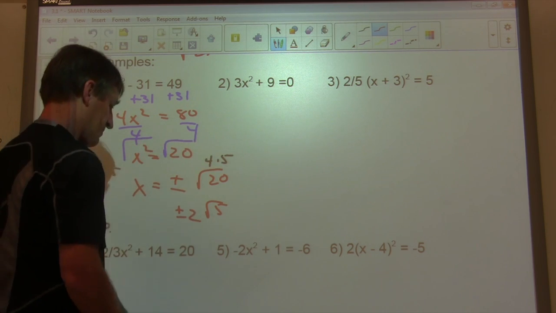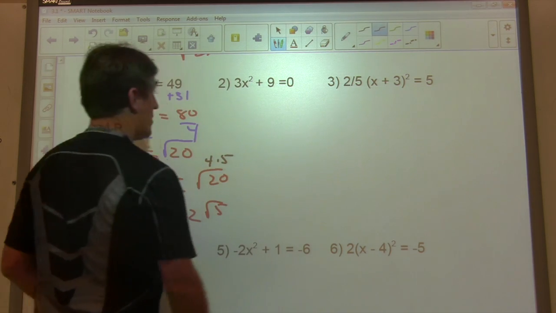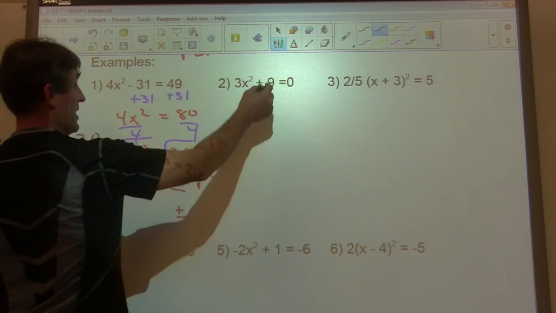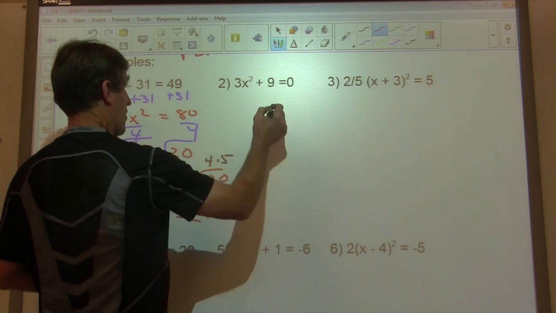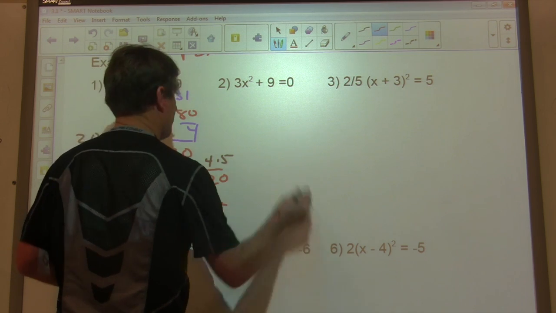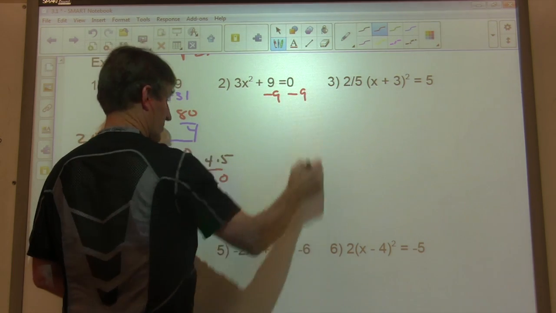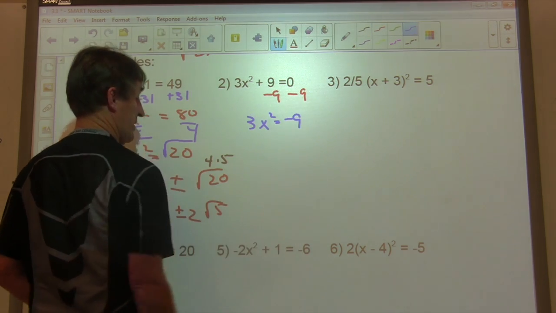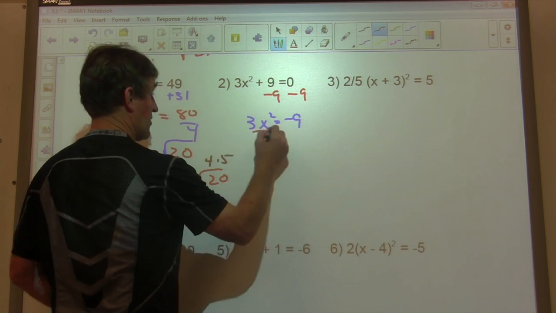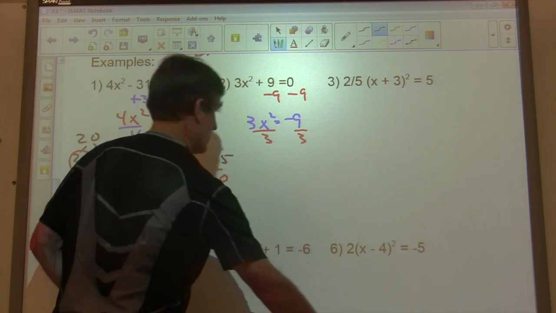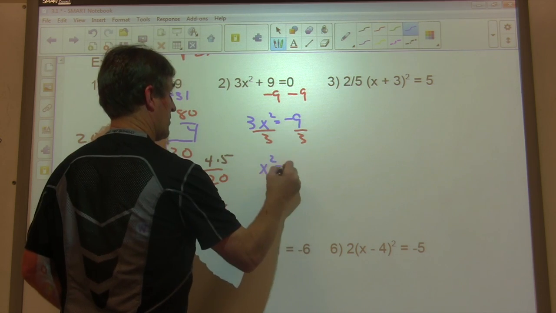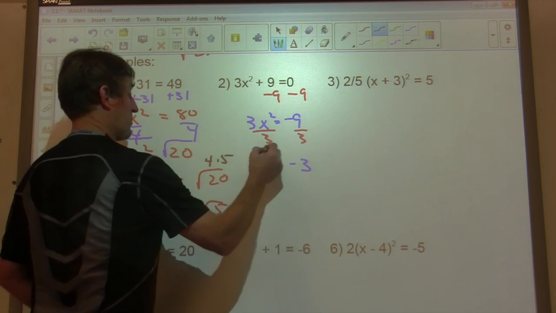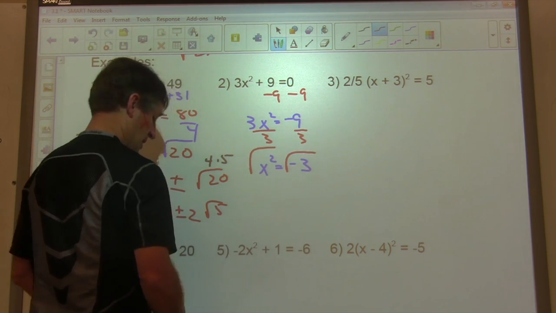So let's look at this next one. Now we have the x squared again, so we have to get this x squared by itself. We're going to start by subtracting 9. And that gives me 3x squared equals negative 9. And then I'm going to divide by 3. And so I get x squared equals negative 3. And then I'm going to take the square root of both sides.